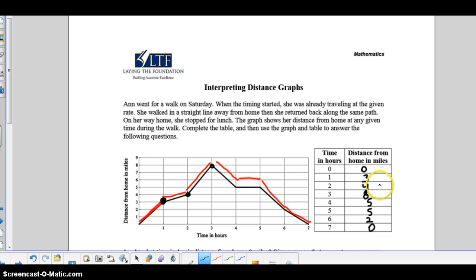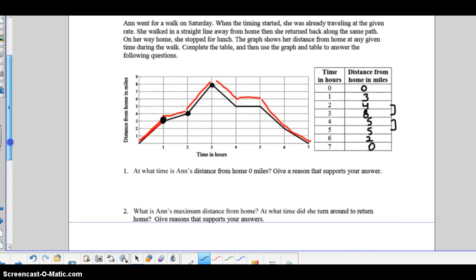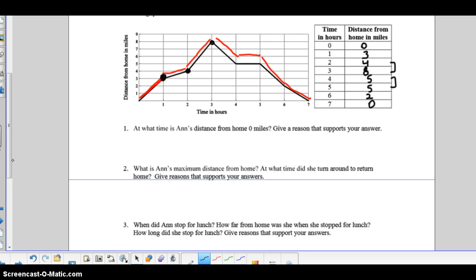So you can see that it really does look like that right here is where she's moved the fastest, because she's gone 4 miles in 1 hour. Here's where she stays still. And we're going to use those to answer the questions. So let's take a look. And at any time, if you need to, you can pause this video.